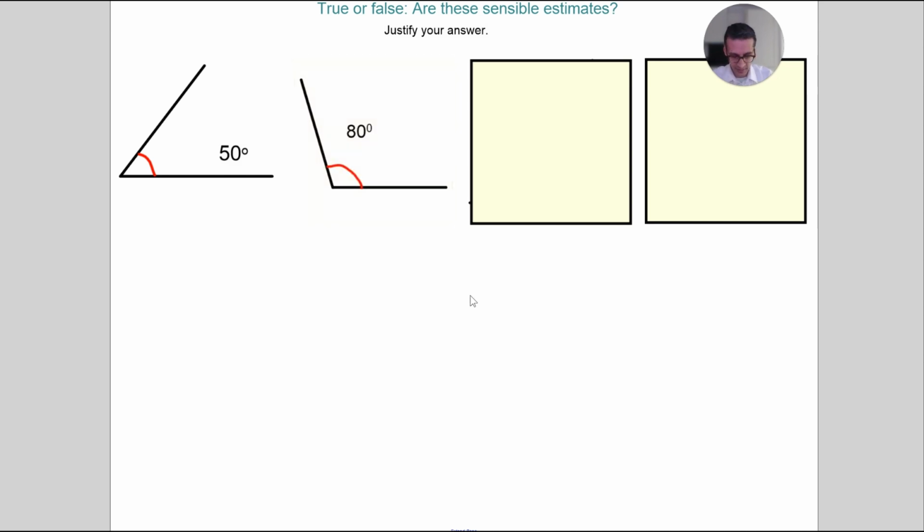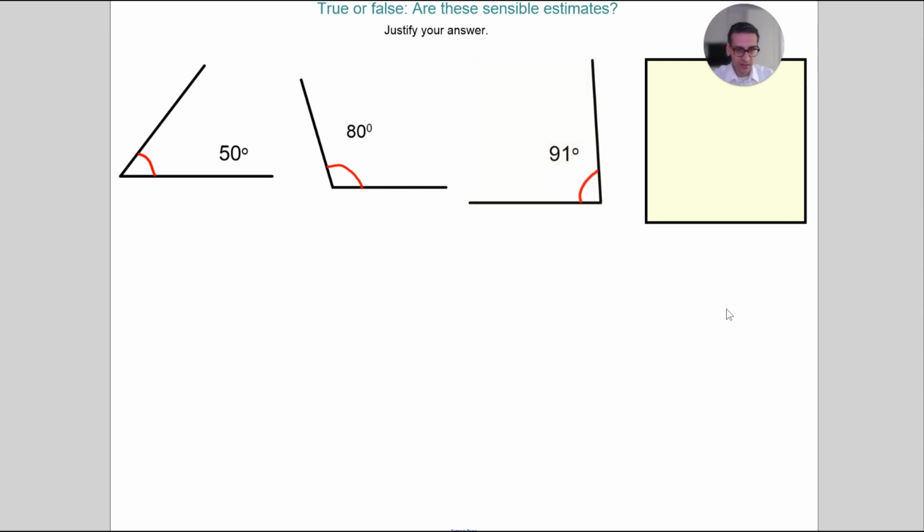For this one, would you say it's a sensible estimate? I would say definitely not, because you can see if it was a right angle up there, then that would be 90, and obviously this angle is more than 90 degrees, so this is not a sensible estimate.